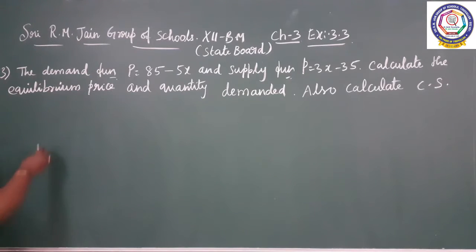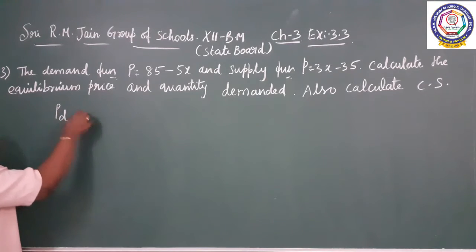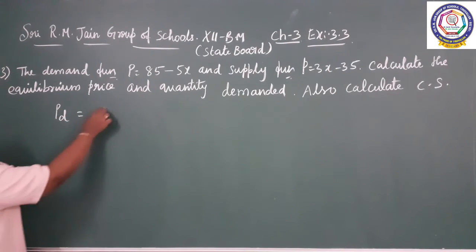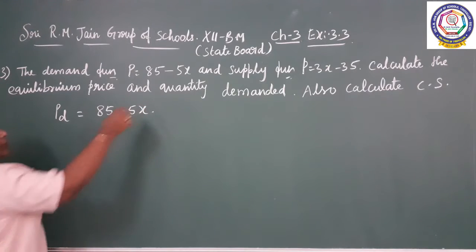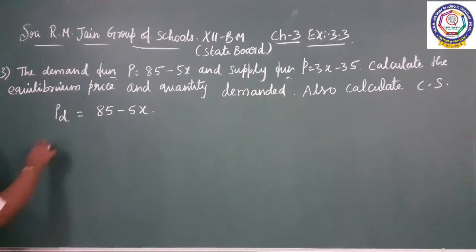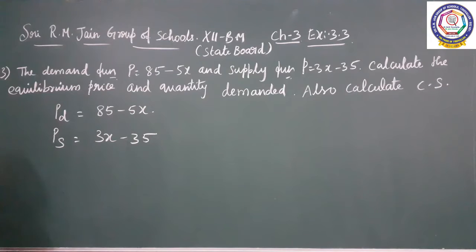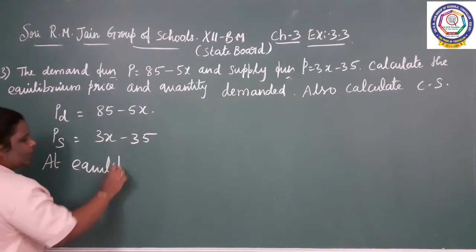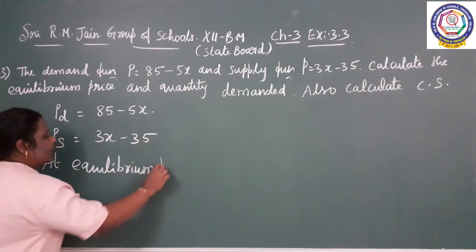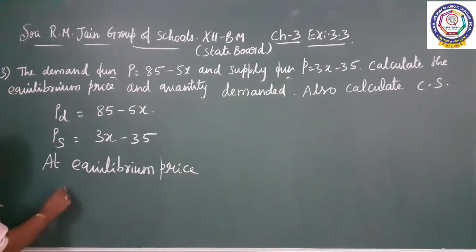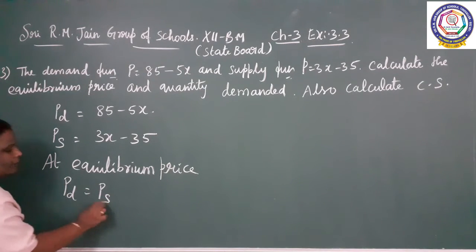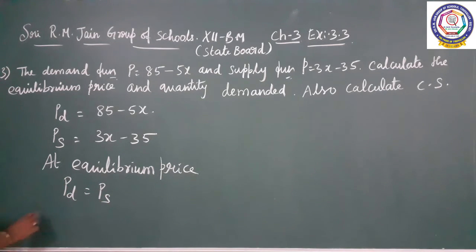Consumer surplus. See here, first demand function. Demand function you can take it as PD. PD equal to what is the value? 85 minus 5x. Next supply function. Supply function you can take it as what? PS. PS equal to 3x minus 35. At equilibrium price, demand equal to supply. PD equal to PS.